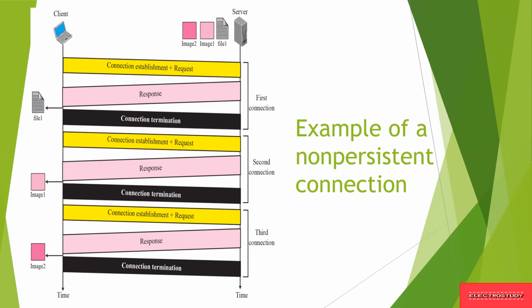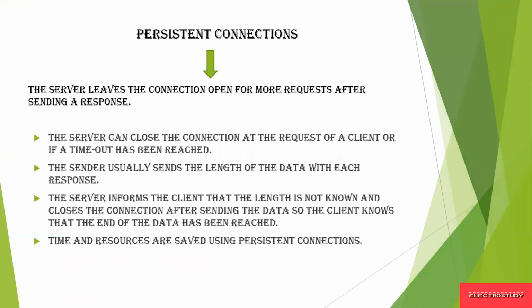The same thing is followed in the persistent method, but only one change will be there in the persistent connection. We'll be seeing about the persistent connection here. What persistent connection means is, the server will leave the connection open for more requests after sending the response. What happens in a non-persistent connection? It will be open only till a response is sent back to the client from the server. That's all. After that, it closes. But here, the server will leave the connection open for more requests after sending a response.